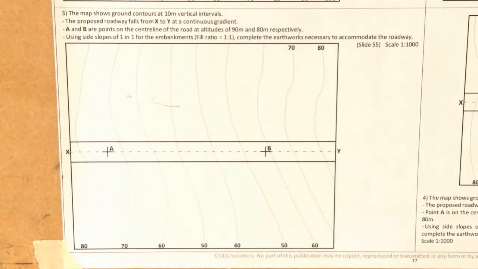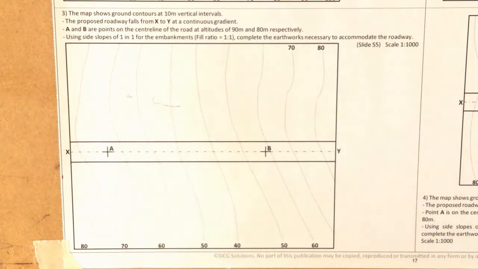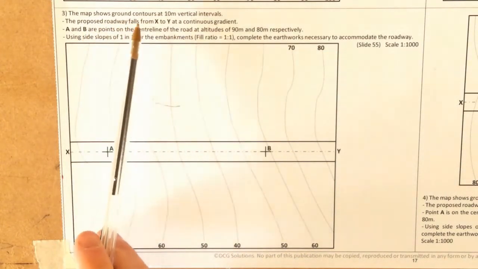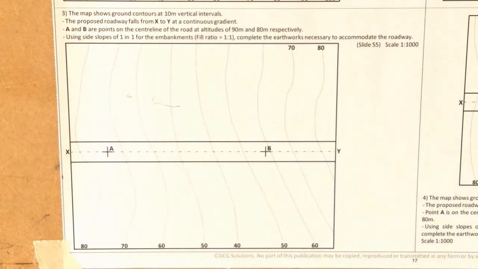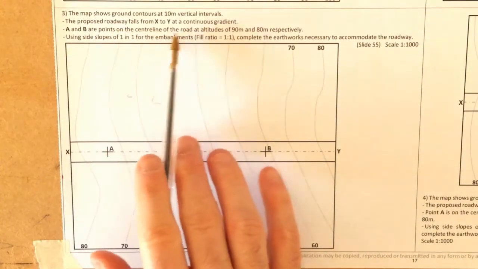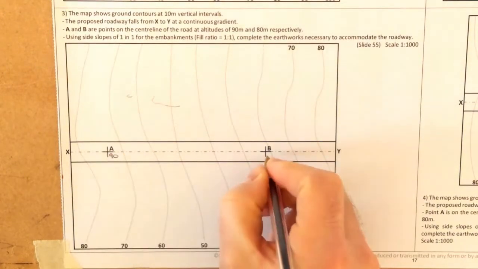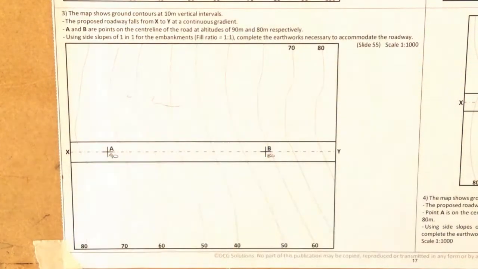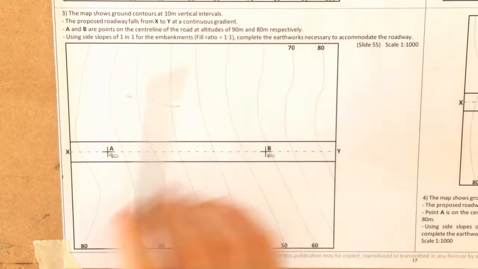So for question 3, it states the map shows ground contours at 10 meter intervals. So the gap between our contours is 10. The proposed roadway falls from X to Y at a continuous gradient. Okay, so in this one it's not rising, it's falling from X to Y. So A is going to be the highest part and B is going to be the lowest part. A and B are points on the road, okay, at altitudes of 90 and 80. So A is at 90, B is at 80. And using side slopes of 1 and 1 for our fill ratio for our embankments, complete the earthworks necessary.